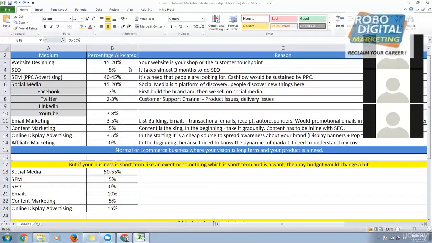Third is SEM, PPC. We spend only 5%. And it's again up to you whether you want to spend that 5% or not. That 5% is, as we are not doing SEO, there might be other people who make a website and do SEO for it, which might be getting ranking. So we run paid ads on brand keywords like Auto Expo Noida, Auto Expo Delhi.